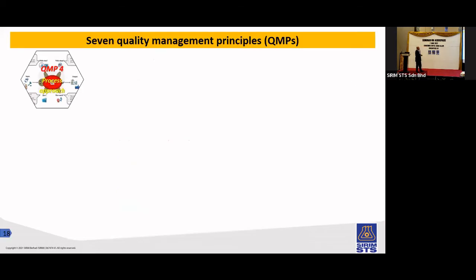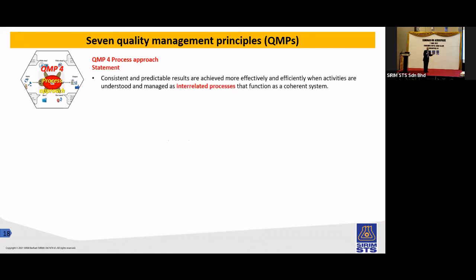And then in the QMP number 4, process approach. So process approach, how do we relate the processes to other processes? Very important, kita audit, process approach auditing, process approach kita punya sistem dan sebagainya. In automotive, the turtle diagram is a must. Tak ada turtle diagram, masalah kepada kita.